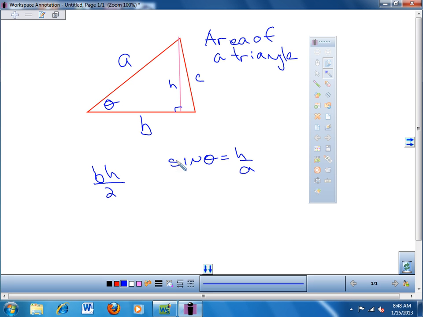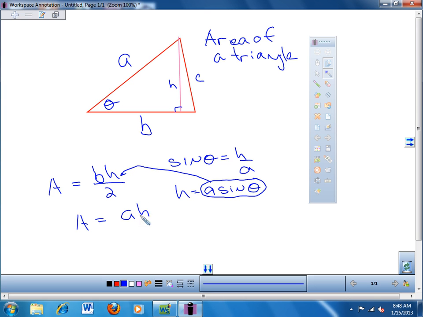So that must mean that H equals A sine theta, right? So now what I can do is take that H and substitute it into this equation, and I get that the area of any triangle is equal to A, B sine theta divided by 2.